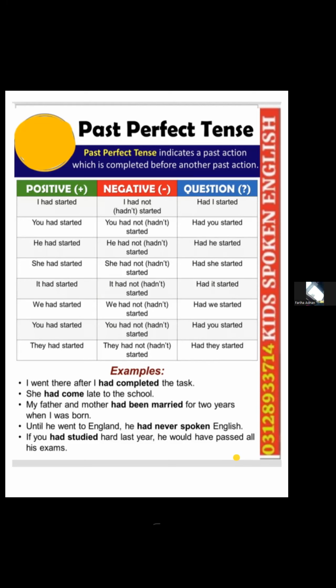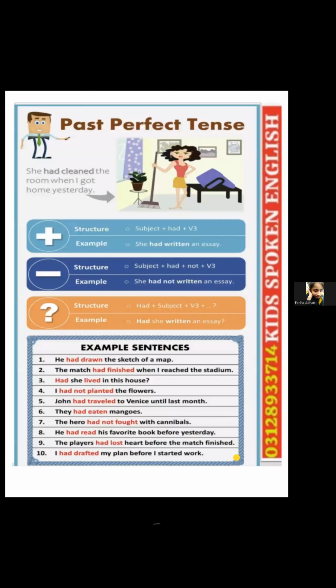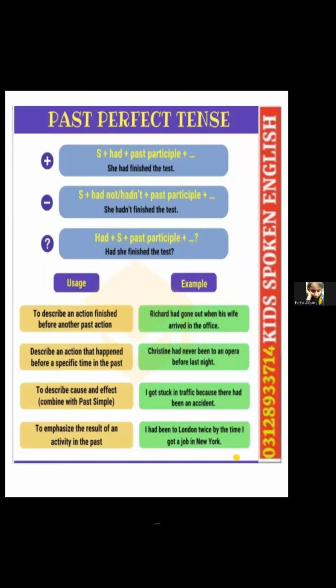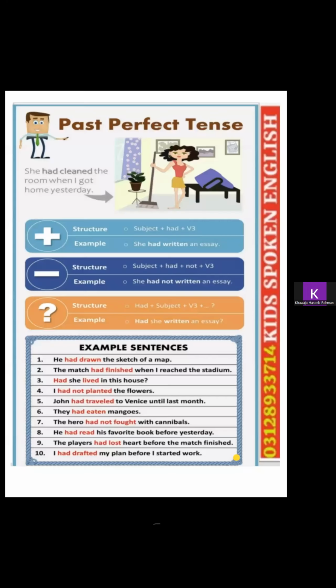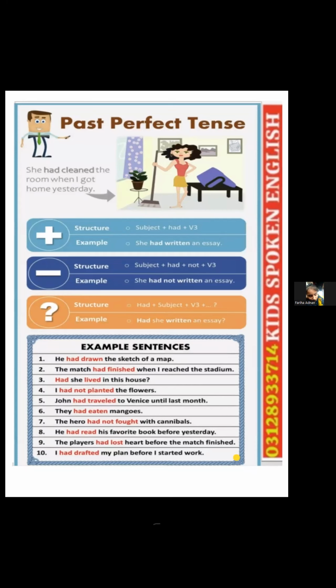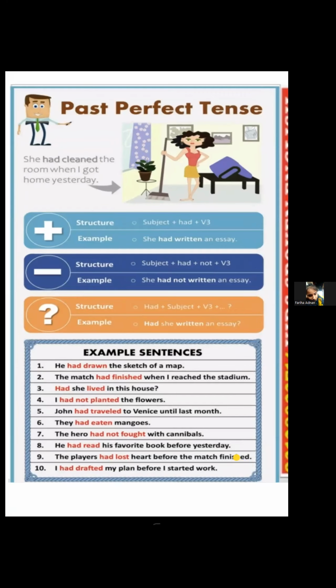Okay, dear student. So I'm going to change the slide, and you just need to memorize the structure, only the structure. She had finished the test. She hadn't finished the test. Had she finished the test? It means you have to use subject plus had plus third form of verb. Okay, as you can see on the slide, it is written here.